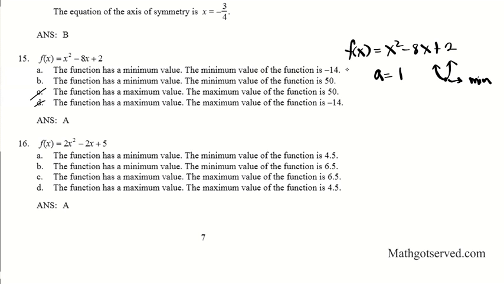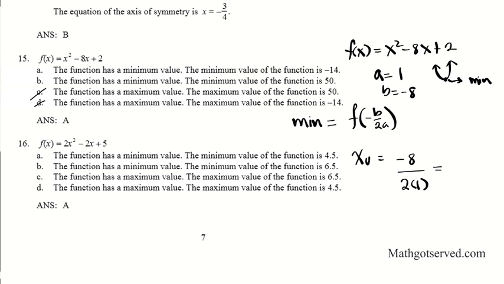Now let's find the value. To find the value, we need to find the x-coordinate of the vertex and then plug it into the original function. Basically, we need to do f of negative b over 2a. This is the minimum. What does this mean? Find the x-coordinate of your vertex and then plug it back into the original problem. So let's find the x-coordinate of the vertex first. That's going to be negative b. b in this problem is negative 8. So we're going to have negative 8 over 2 times 1, and it reduces to negative 8 over 2, which equals negative 4.